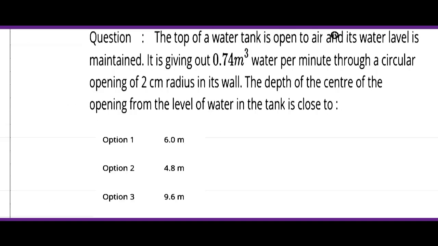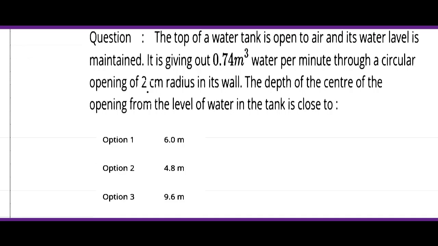Hello everyone, the top of a water tank is open to air and its water level is maintained. It is giving out 0.74 meter cube water per minute through a circular opening of 2 centimeter radius in its wall. The depth of the center of the opening from the level of the tank is close to.